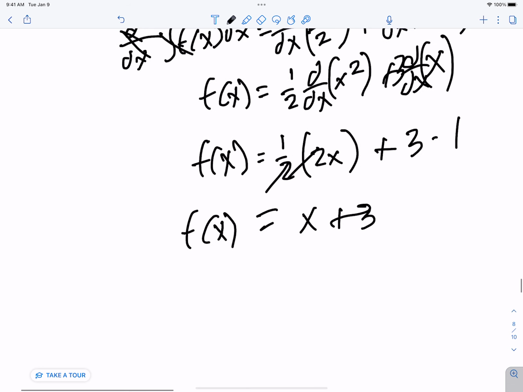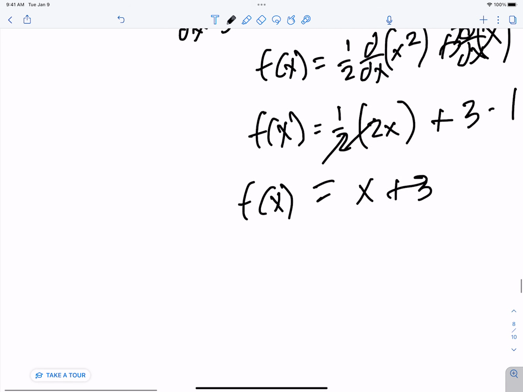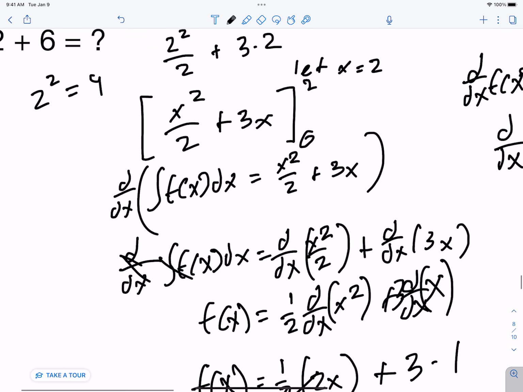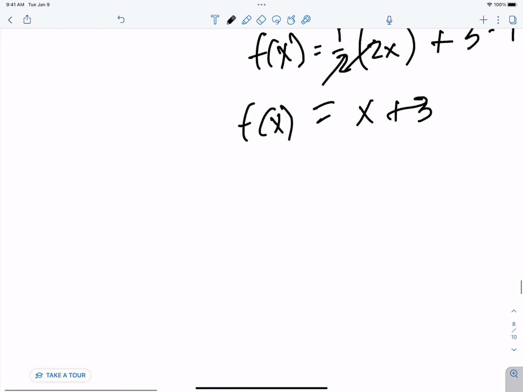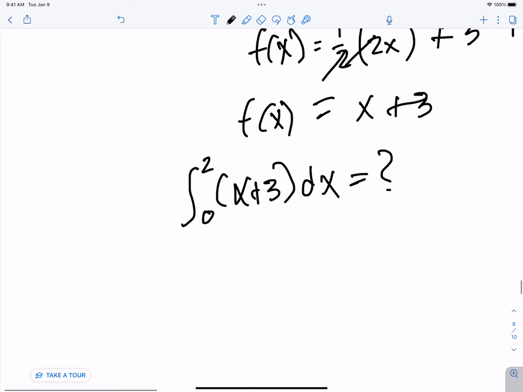Wow, that was nice. So now we have the original f of x, which we can then use in our integration. In this case, because we have a 2 over here, we're going to have an integral that kind of looks like this. Or definite integral, I guess. It's not really f of x, I'll just do x plus 3. Yeah, there we go. And we're trying to find out what that is, because this is technically equal to 2 plus 6.